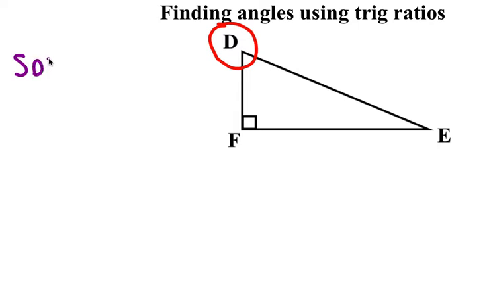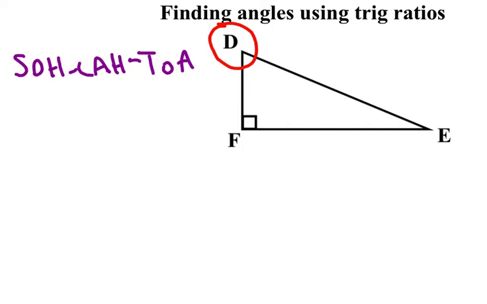So in this case, if you look at SOH-CAH-TOA, in order to use sine or cosine or tangent, you end up with a ratio of the opposite or the adjacent, hypotenuse, etc. So what this means is if we wanted to find angle D, which is our unknown, we're going to have the sine of angle D or the cosine of angle D or the tangent of angle D. Which one we're going to use depends on what sides we're given.